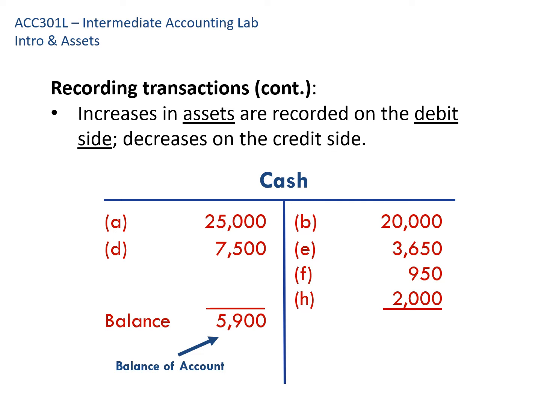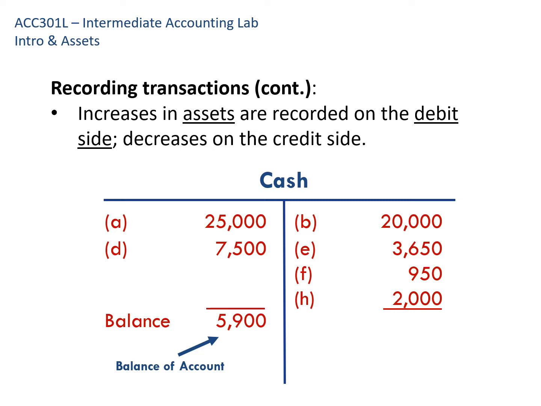In this case, the company received $25,000 in cash. They later received another $7,500 in cash. And then they had 4 transactions where cash left the business. The cash balance in this asset was decreased with a credit. So assets increase with a debit, which means by default they decrease with a credit.